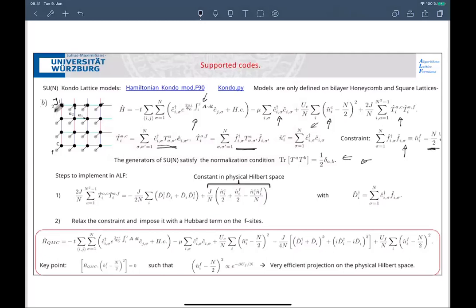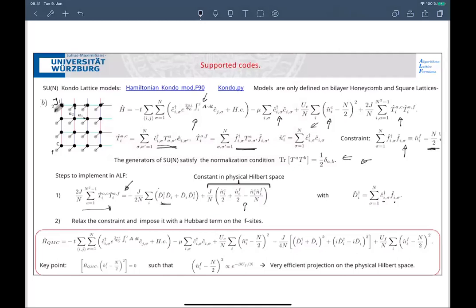The first thing is to use identities of SU(N) generators to show that this object can be written like this. This is a D. This is a hopping between C dagger and F. So basically what this does is an exchange. I exchange an electron with one color from C to F, and I take another color from F to C, right? So that's an exchange. And there's another piece here, which is essentially equal to the density.